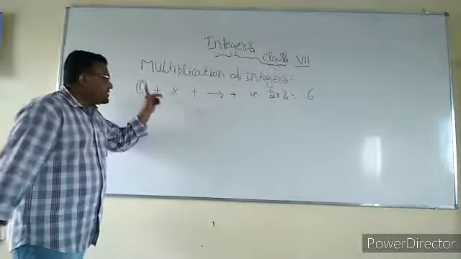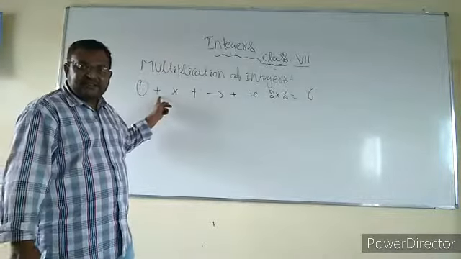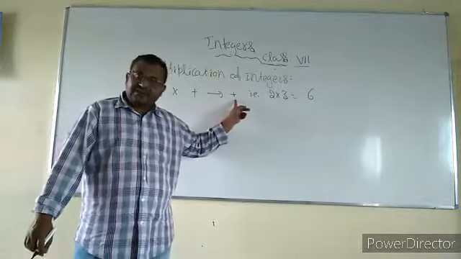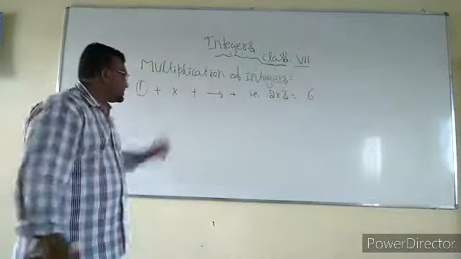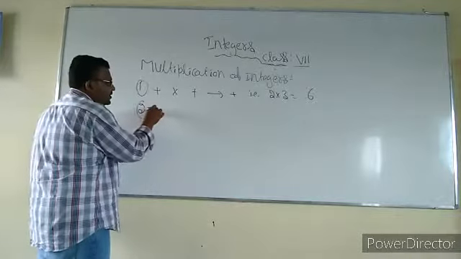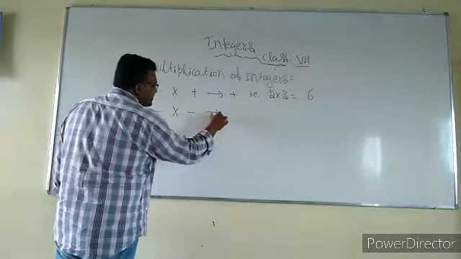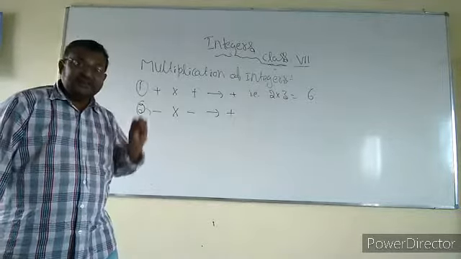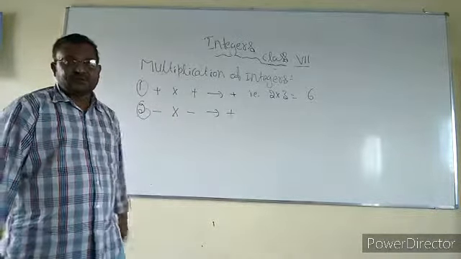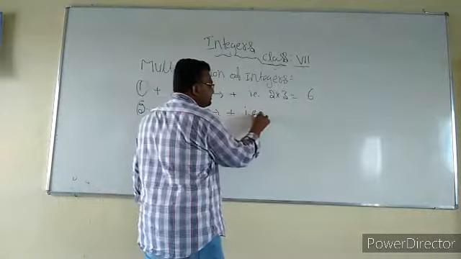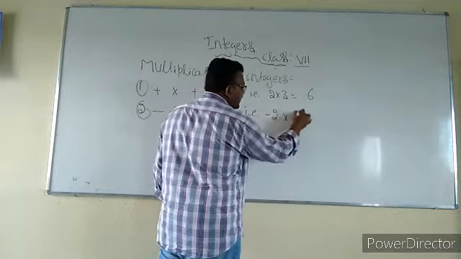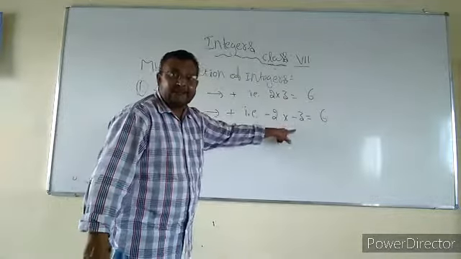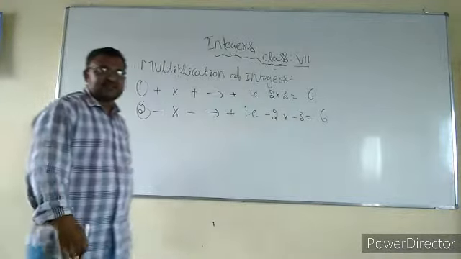That means plus into plus, positive integer into positive integer gives positive integer. Next, minus into minus gives plus. That means negative integer into negative integer gives positive integer. That is, minus 2 into minus 3 is equal to 6. Here minus into minus gets plus. 2 3 is 6 as it is.